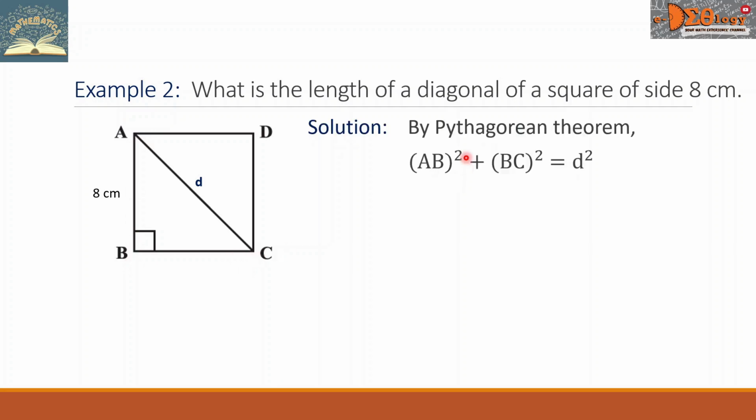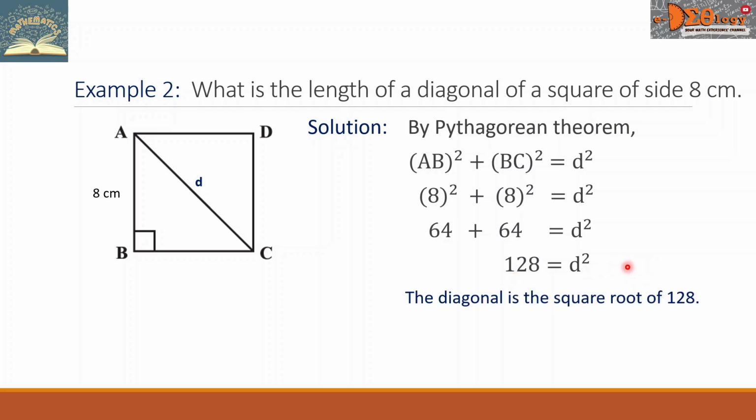Then we can use the Pythagorean theorem. The square of the side AB plus the square of the side BC equals the diagonal squared. Then we substitute the values. AB is 8, squared, plus BC is also 8, squared, equals D squared. 8 squared is 64. This is also 64. When we get the sum, we will have 128 equals D squared.